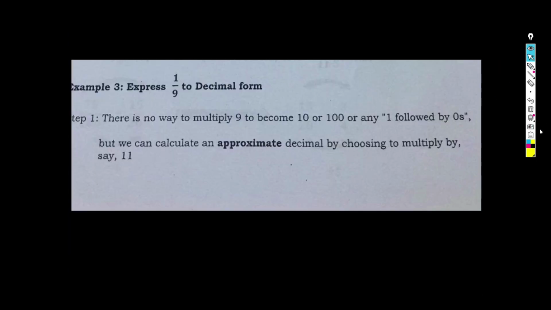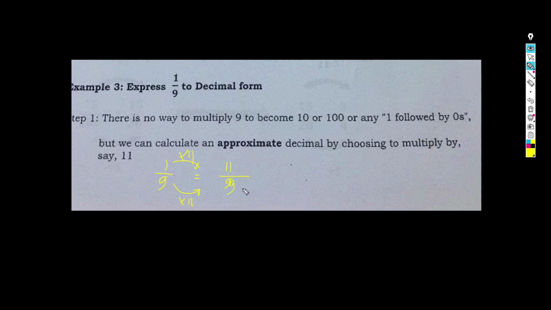Express 1/9 to decimal form. Okay, for here, there is no way to multiply 9 to become 10 or 100 or any one followed by zeros, but we can calculate an approximate decimal by choosing to multiply by, say, 11. So 1/9, you multiply that with 11, times 11 and times 11. That will give you 11 over 99, right?